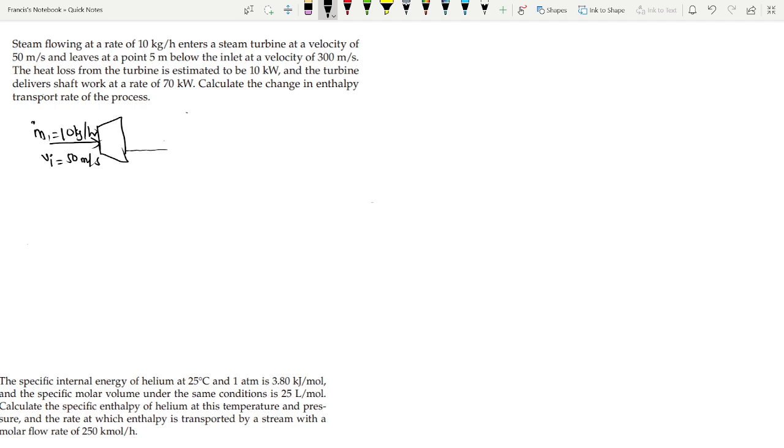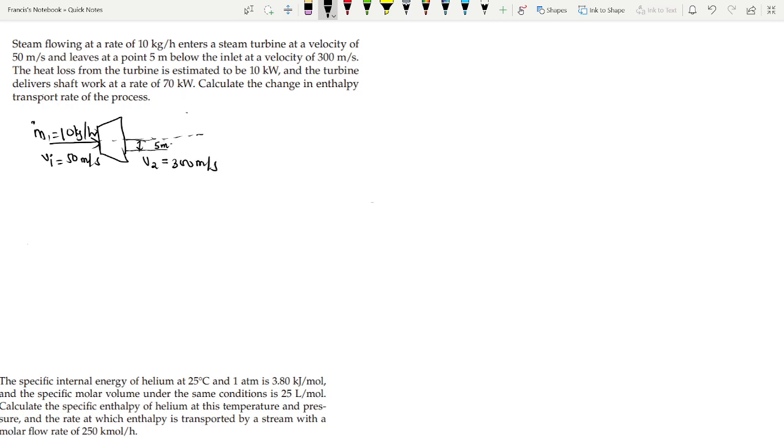And leaves at a point 5 meters below the inlet. So that means if we are choosing this as our inlet, then our outlet will be -5 here because it's 5 meters below. We can even get rid of the negative and just say 5 meters below. So in our head, we know that it's below this. If you are choosing this to be our reference, this will be below that, below the inlet, at a velocity of, now it becomes V2, 300 meter per second.